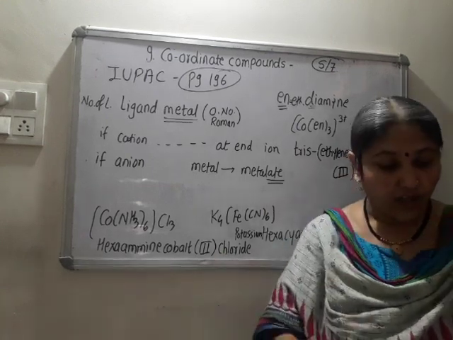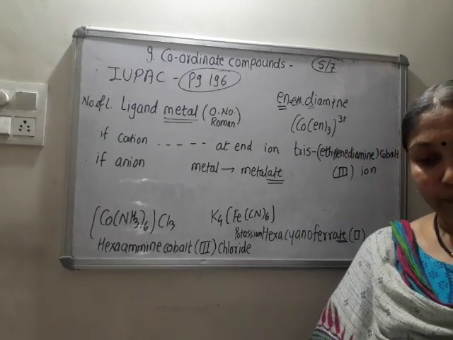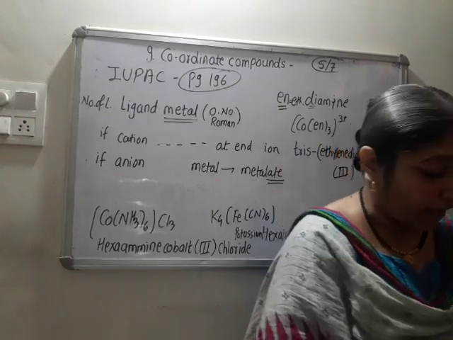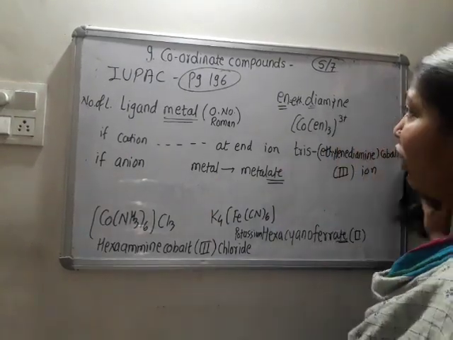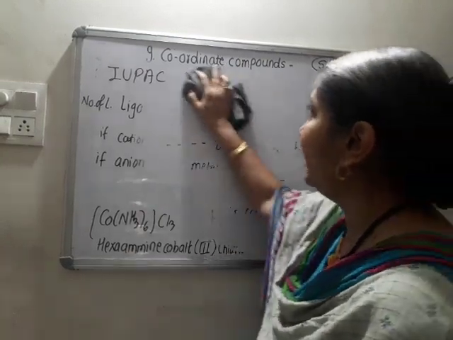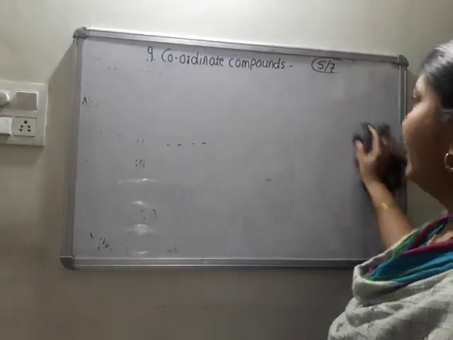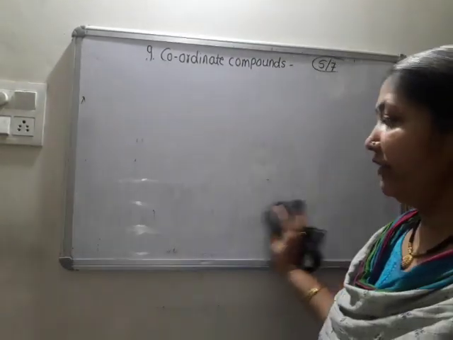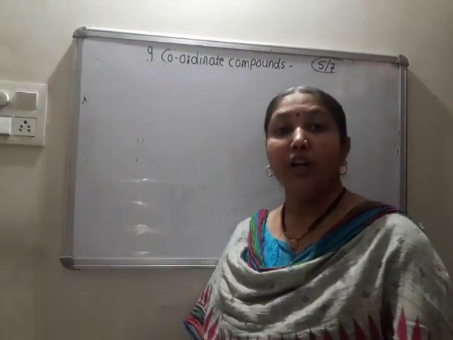Clear? So just refer to page 196. Your doubts will be cleared. Next and very important point is EAN, effective atomic number. The question is always there. EAN. What is EAN? You all know, effective atomic number.